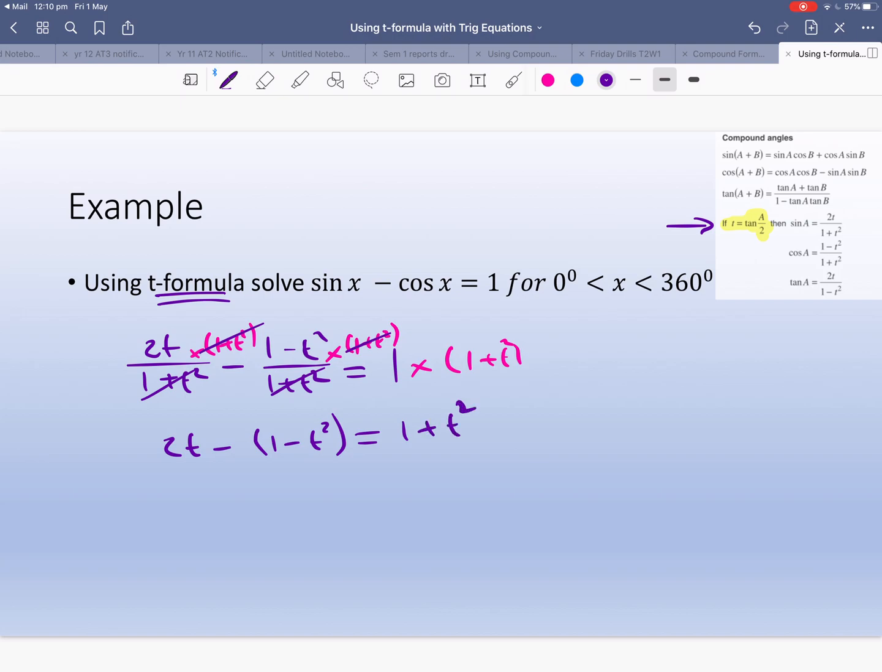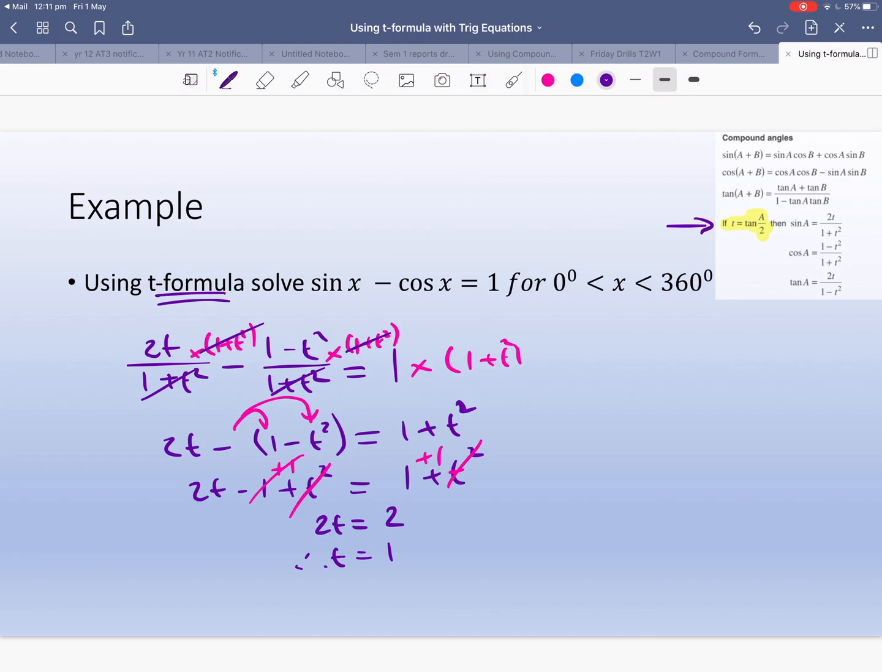Now let's keep going with this. So let's ski jump this negative, and we get 2t minus 1 plus t squared is equal to 1 plus t squared. Because we've got t squared on both sides, we can cancel that out. Okay, so we're left with, if I go plus 1 here and plus 1 here, 2t equals 2, therefore t equals 1 by dividing both sides by 2.